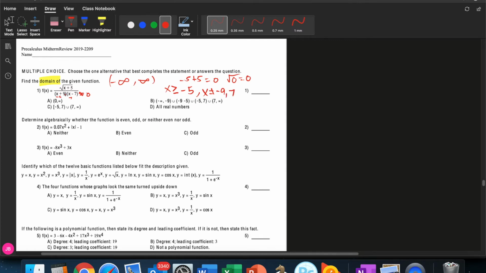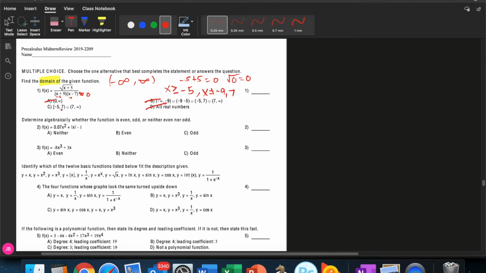So when we look at our answer choices, we know for sure it's not going to be D. And we know for sure it can't be 0 to infinity, because that would include 7. So we are left with two answers, C and B. B says from negative infinity all the way to negative 9. Well, we already said that x has to be greater than negative 5. So something like negative infinity or negative 100 would not be included in there. So it's not going to be B. And then C is going to be our answer.